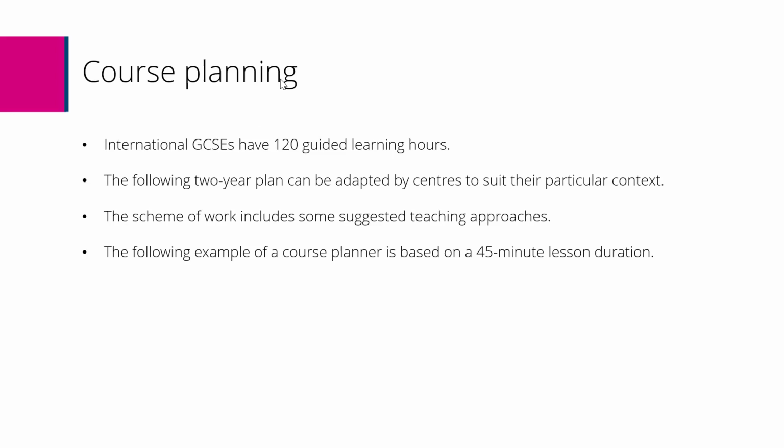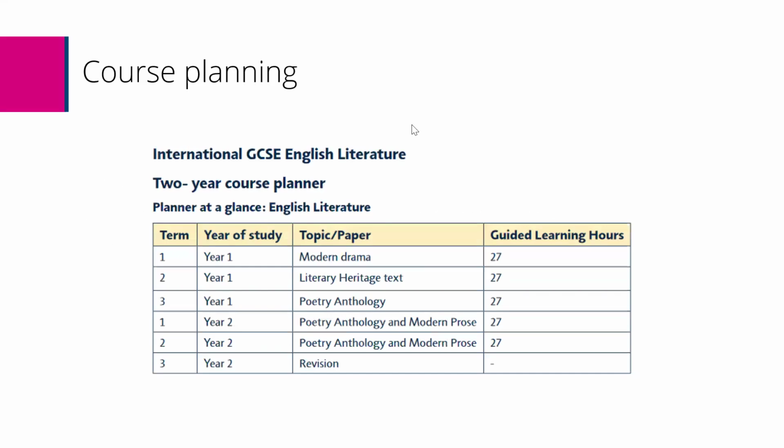So a little bit about course planning. The IGCSE has 120 guided learning hours. There's a 2-year plan that can be adapted to suit centres in their particular context. The scheme of work includes some suggested teaching approaches, and the following is a course planner based on a 45-minute lesson duration. I'll just give you a moment to have a little look at that.